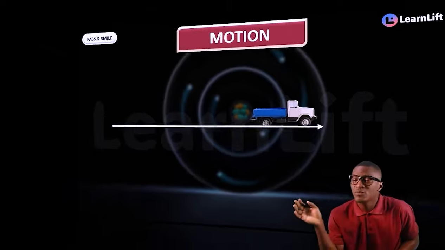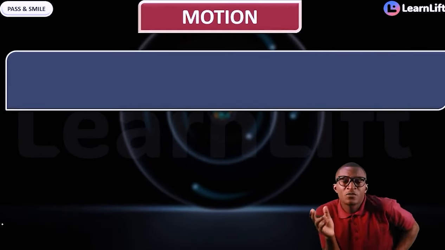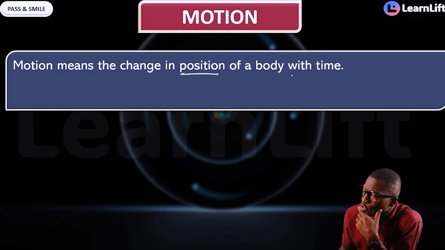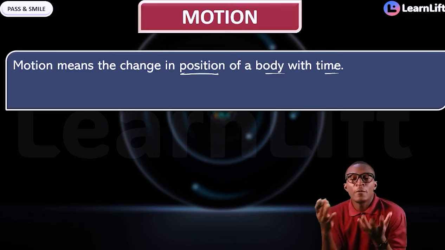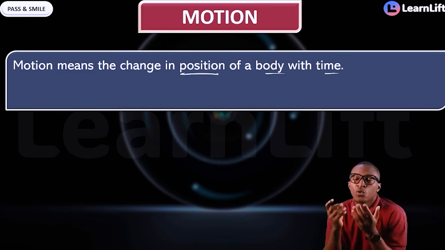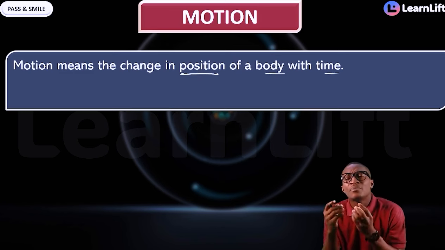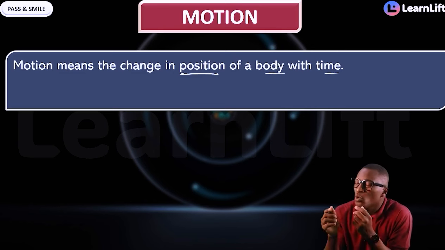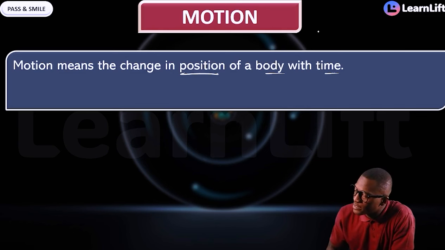Do you understand? Very simple definition. So we define motion as the change in position of a body with time. When a body changes position with time, that body is said to be under what we call motion. Now, take note that the branch of physics that studies motion is what we call kinematics.